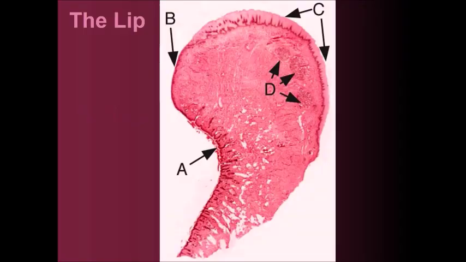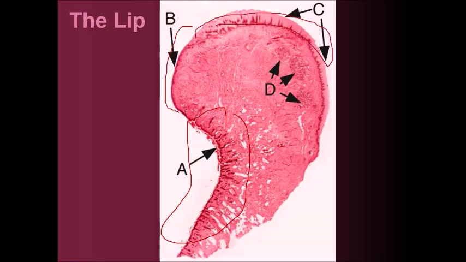Here is another view. A is the skin part of the lip, C the oral mucosa, and B the vermilion border. D here refers to the minor salivary glands near the oral part. And here I can see the skin appendages.